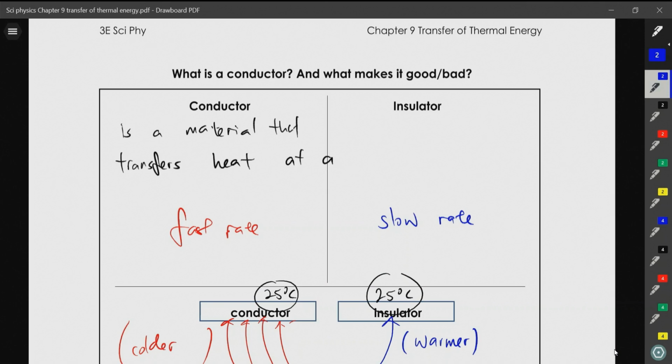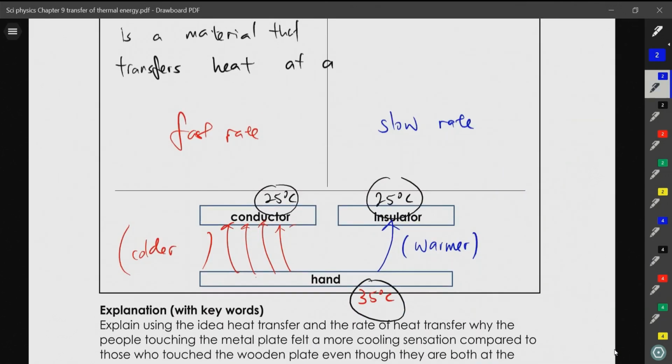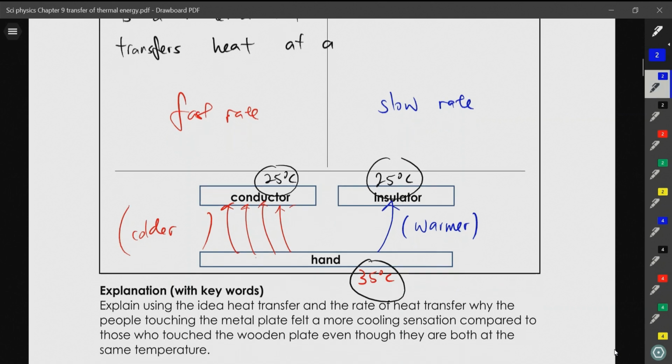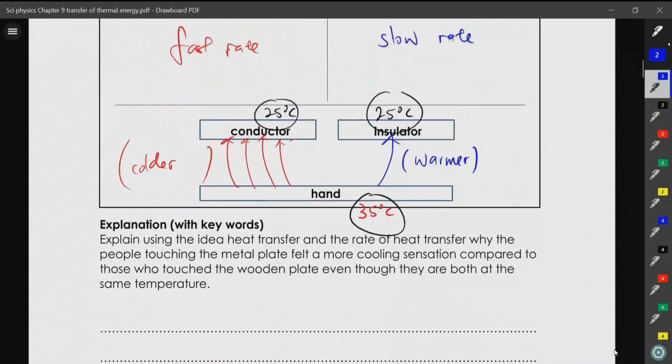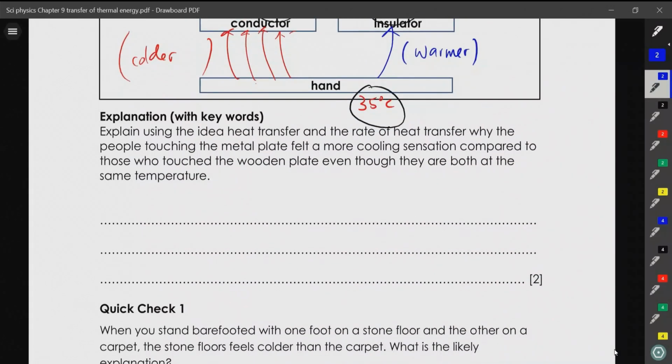Okay, I don't want anyone to consider that a conductor is always at a lower temperature or at a higher temperature, because that doesn't make sense. Over here, I'm explaining using the idea of heat transfer and rate of heat transfer why people touching the metal felt a more cooling sensation compared to those who touch a wooden plate. I think I explained this, so you can write this in your own words.